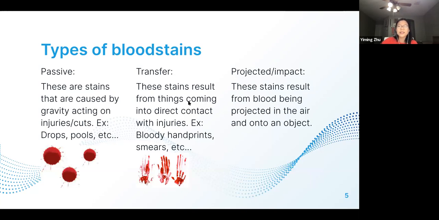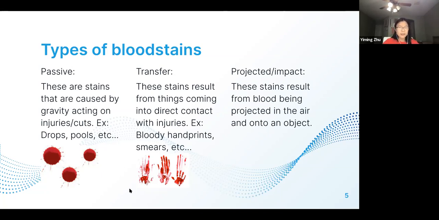Okay, so now we have the types of bloodstains. This is different from blood spatters. Spatters are the low, medium, high. These are types of bloodstains. The first one is passive, and these are stains caused by gravity. You see, these are like low velocity. Cuts, drops, pools. When I think of it, I just think gravity, big circular drops. And then transfer stains are handprints. You think it transfers from one thing to the other, that's why it's called transfer. So bloody handprints, smears, bloody footprints, etc.